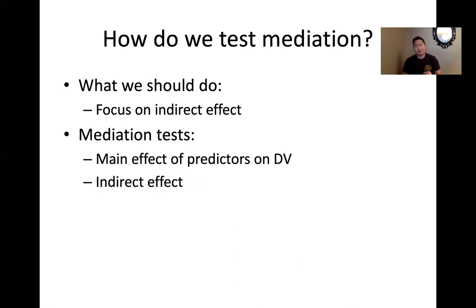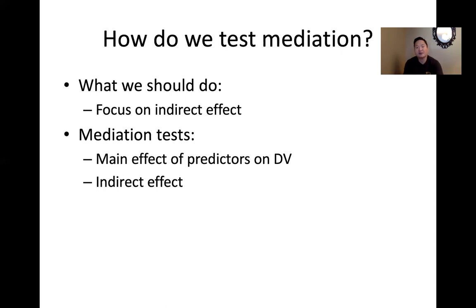Do you remember with moderation how we really looked at the interaction term? That is what told us whether or not we had a significant effect for moderation. Here, we're looking at our indirect effect. So just like we would immediately look to the interaction for moderation, we look to the indirect effect here to see, do we have mediation or not? And very similar to moderation, if we do, then we interpret that. If we don't, then we look at the main effects or just the main regressions.